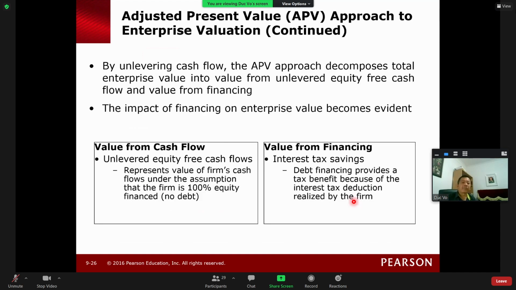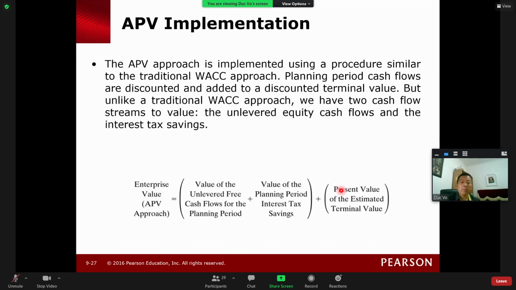So what does that mean? The first one, the unlevered free cash flow, means all the free cash flow for the company when we assume that the company is 100% equity financed. Now we say no debt. And the interest tax saving represents the benefit you get when you borrow debt, because the interest expense becomes tax deductible. So in terms of implementation, you use the APV to estimate the enterprise value.